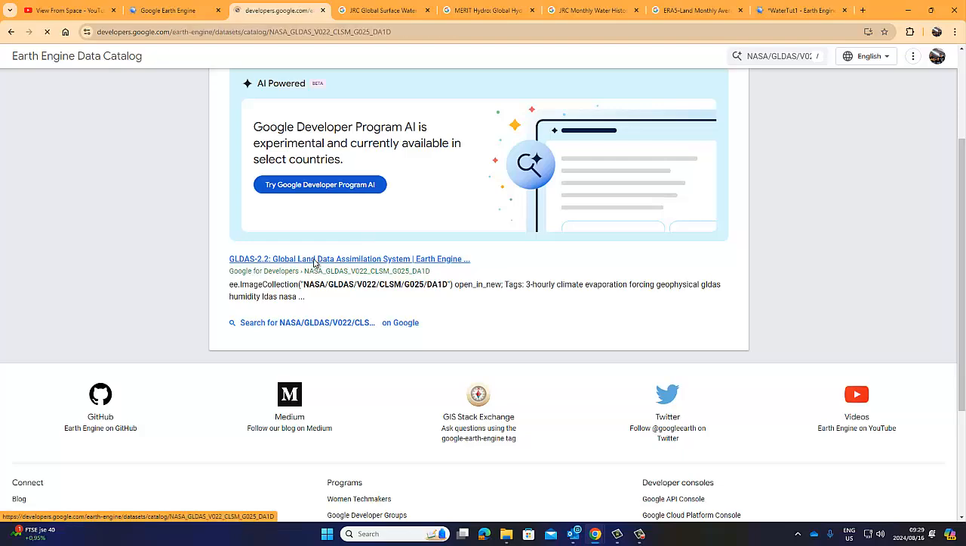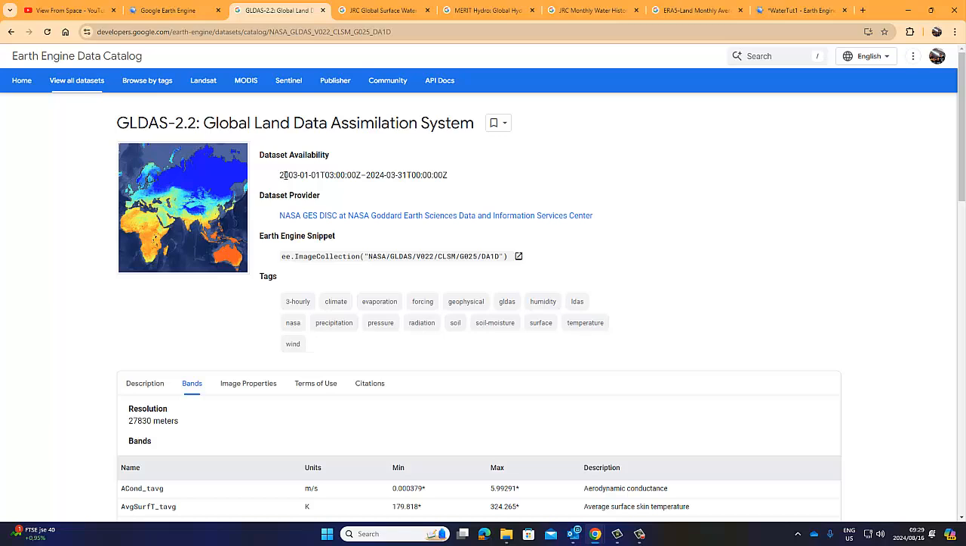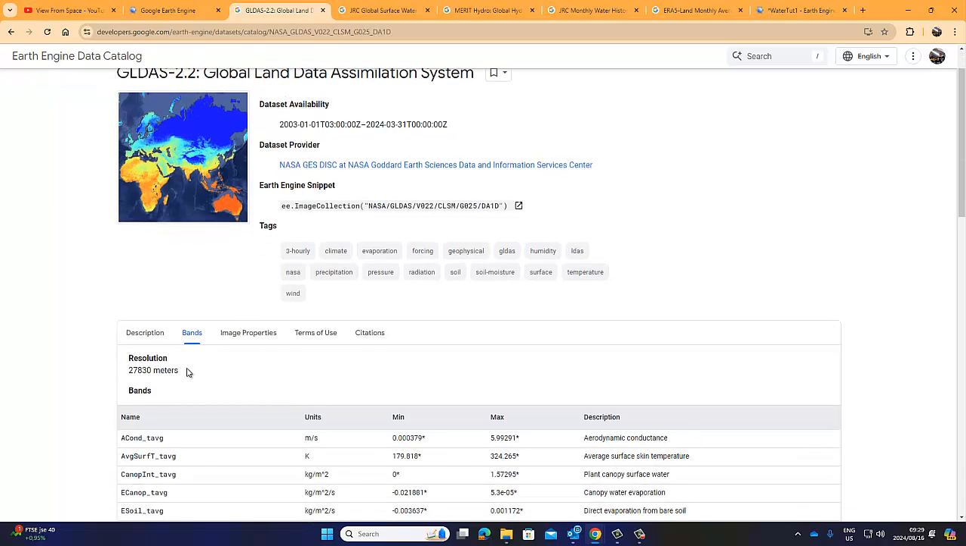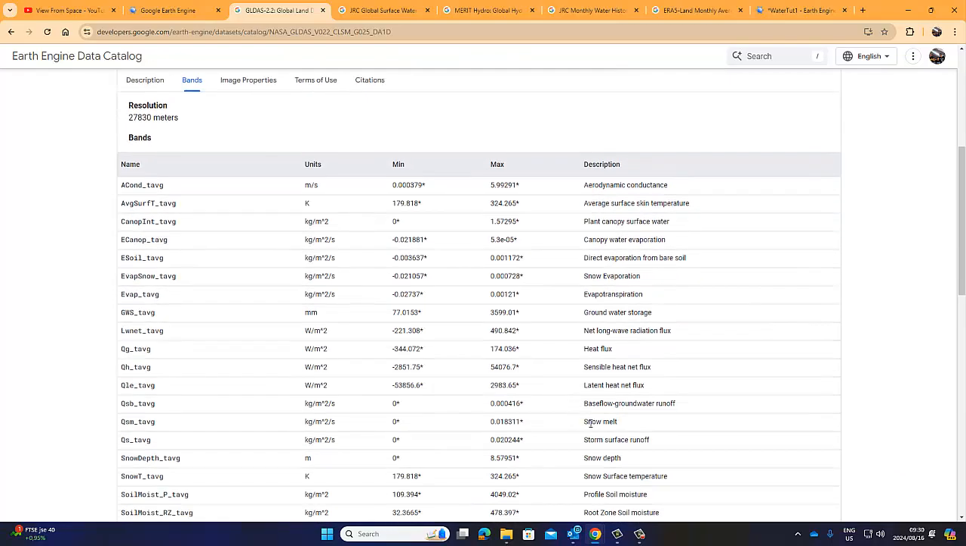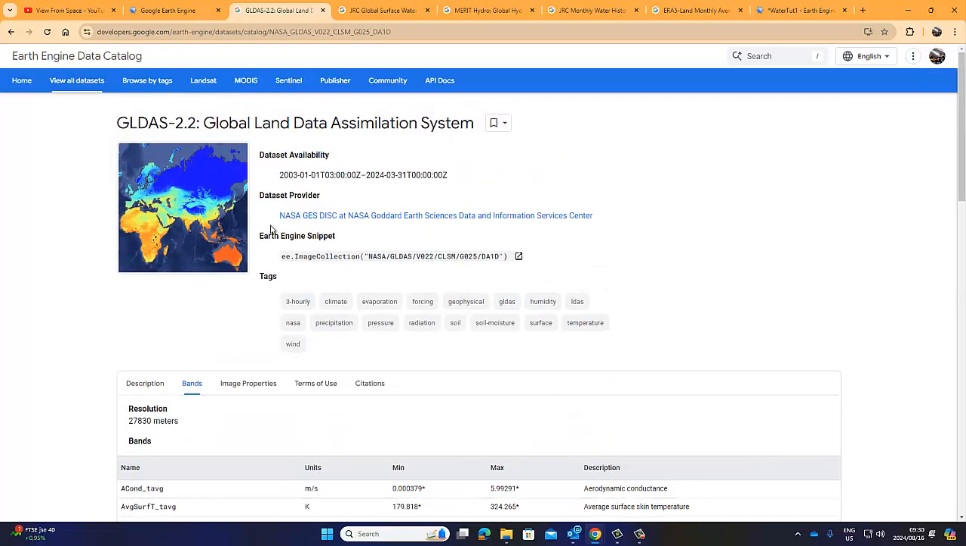okay, this is again from 2003 to 2024. So again, an image collection that is, in terms of time series, not too bad. The resolution is horrible. It's even worse than the previous one, which is 27,830 meters. So it's a horrible resolution, but beggars can't be choosers. Then if we go down, you'll see here, and this is also one that I didn't know about. So this is also an excellent data set, I have to admit.